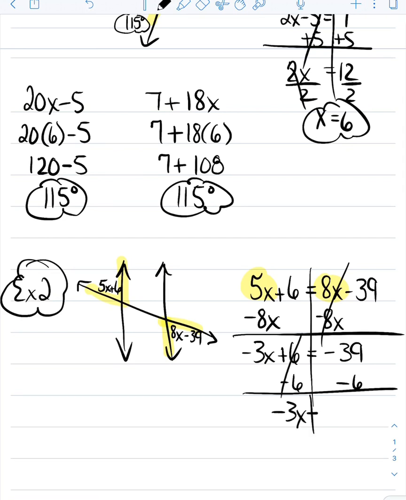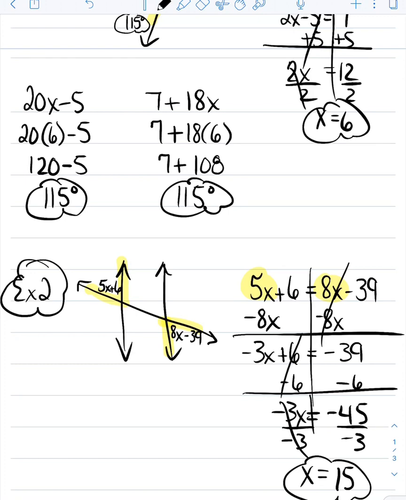So negative 3x equals, those are the same sign, so I'm actually going to add those. So I get negative 39 minus 6, which is negative 45. And then my last step is to divide everything by negative 3. So x equals positive 15.